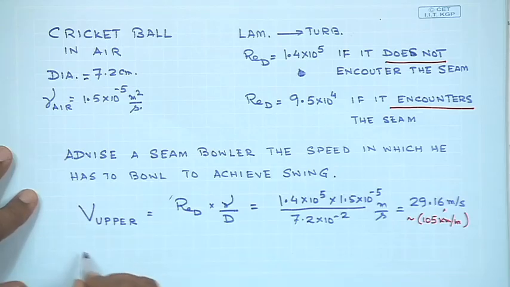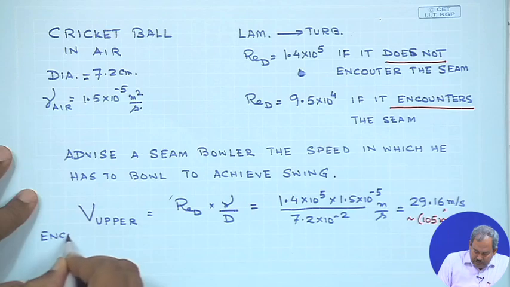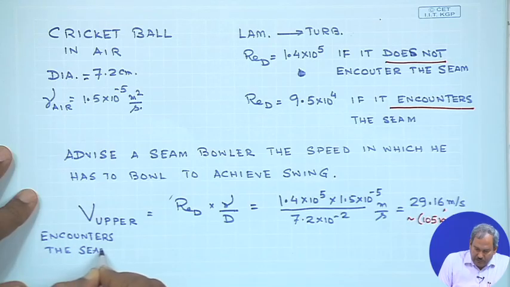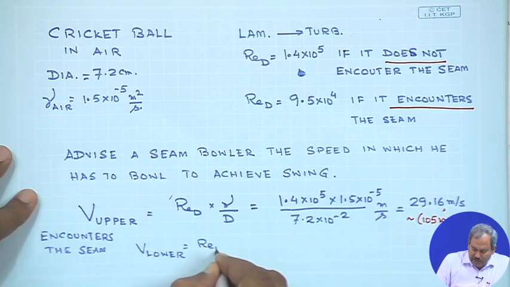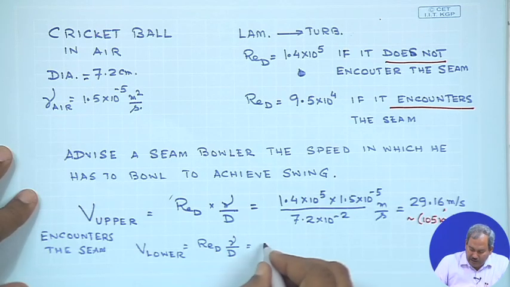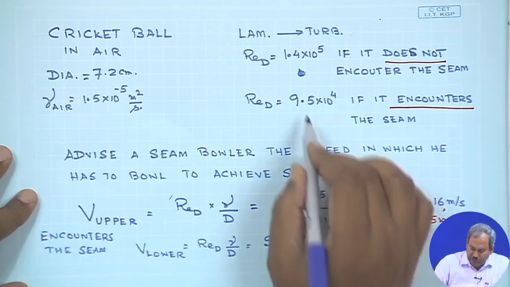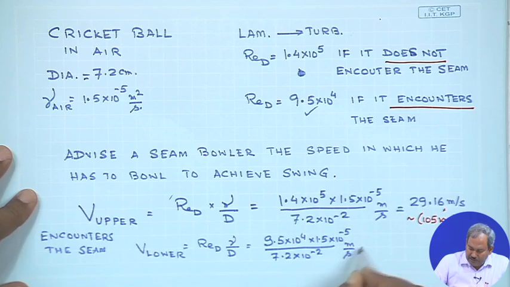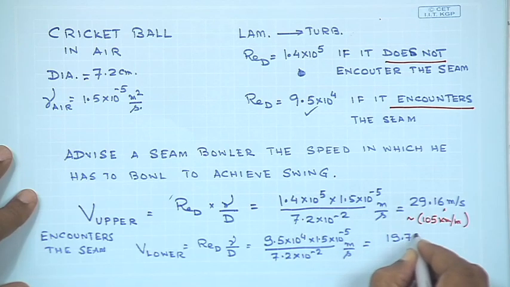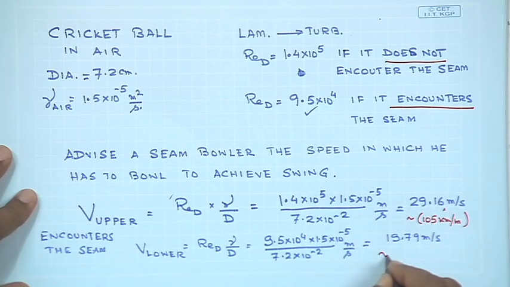When the ball encounters the seam, what you have is V lower in that case would be Re_D times ν/d, but in this case the value of Re_D would simply be 9.5 × 10^4 into the same kinematic viscosity by the diameter of the cricket ball, this much meter per second, which would translate into 19.79 meter per second, and this is equivalent to 71.25 kilometer per hour.